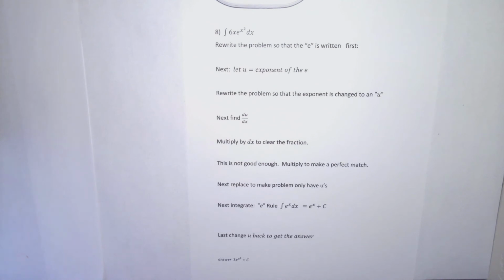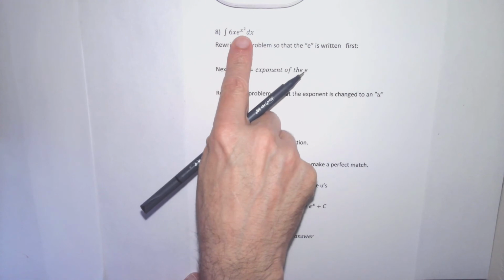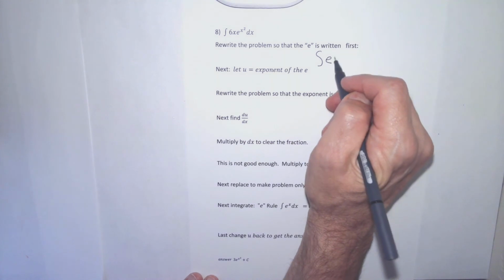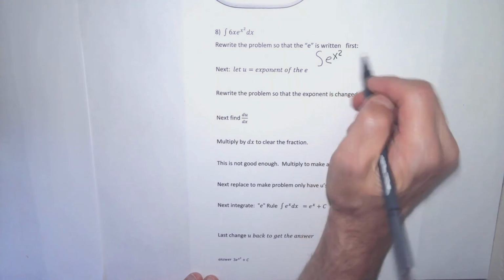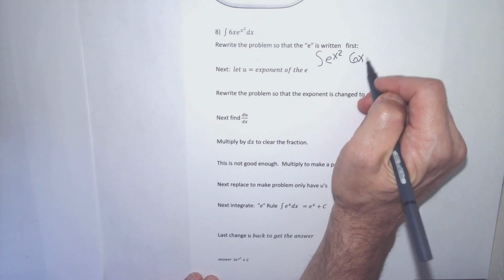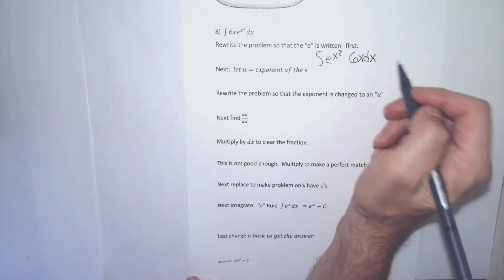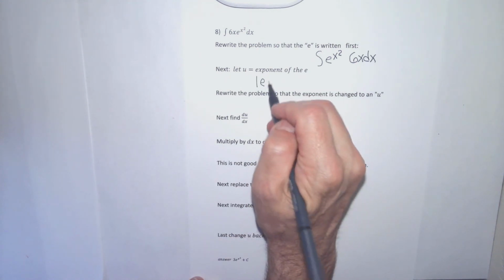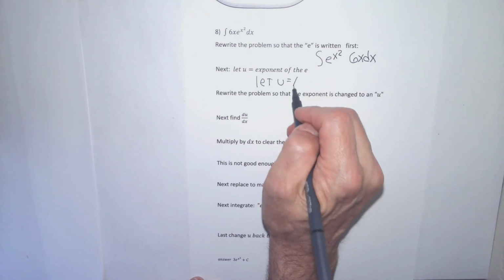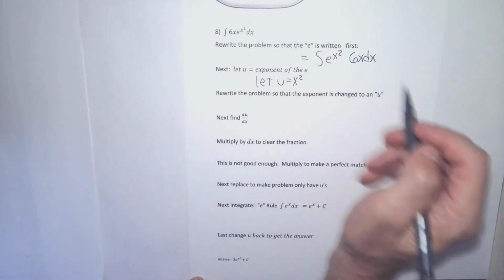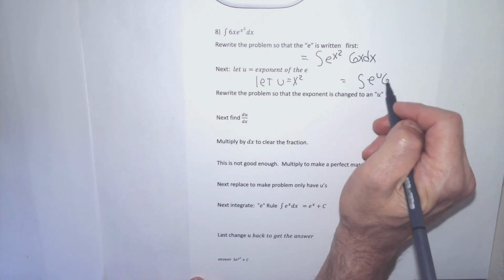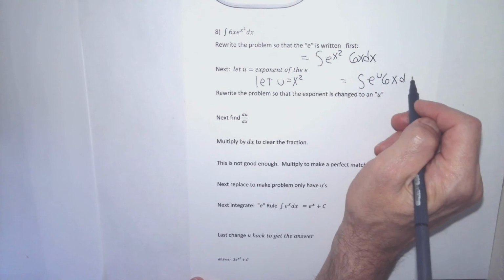For 8, I'm going to rewrite it with the e first. It's an indefinite integral. It has an e. I'm going to have to do u substitution because it isn't just an e to the x power. And I like having the e's written first, so I know what I'm trying to get rid of on that du step. Now I let u be the exponent of the e. Should write equals there. And this is the rewrite of the problem. It's e to the u times 6x dx.